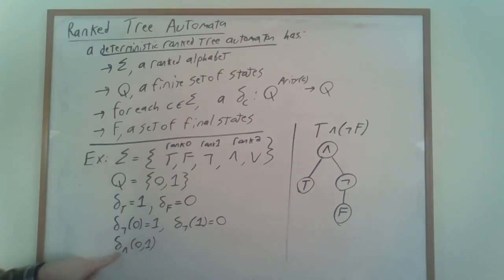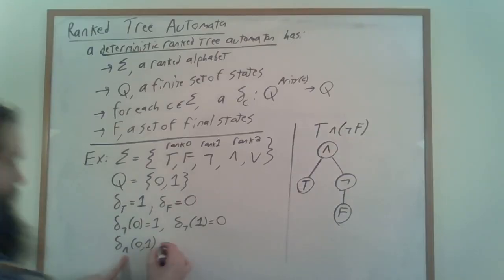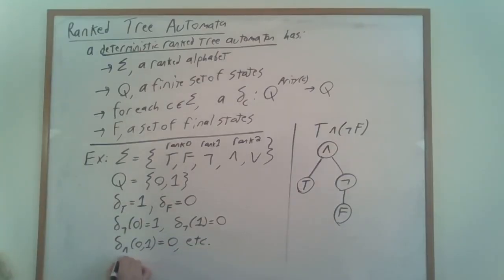For instance, the transition function for AND of 0 and 1: if the sub-expressions of an AND are false and true, then the whole expression is going to be false. But for an OR, if the sub-expressions are false and true, then the OR of those sub-expressions is going to be true.